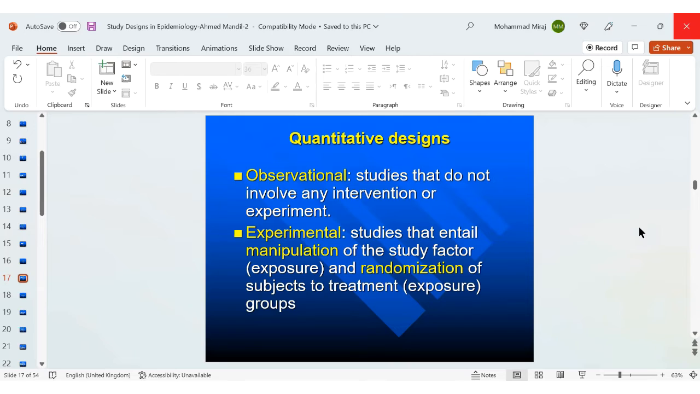Okay, so you have got observation here. The studies do not do any type of intervention or experiment, but they do simply observation. The second is experimental study, where you actually manipulate, where you give something.